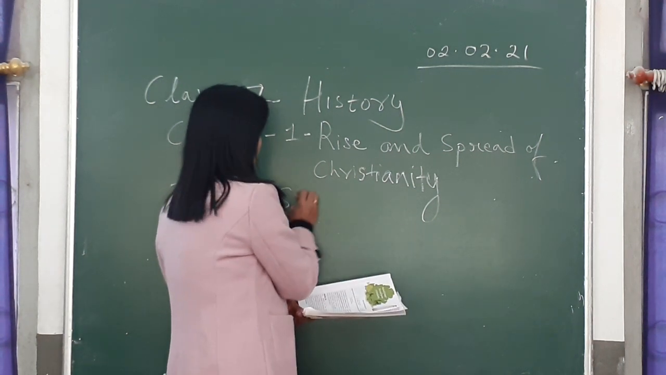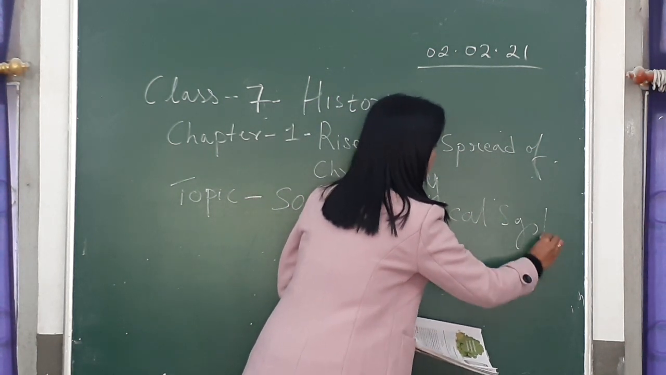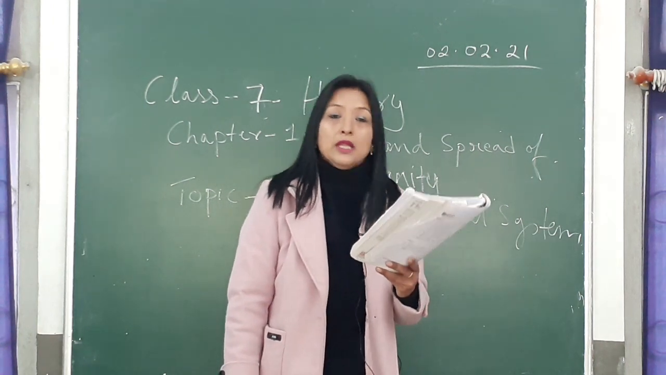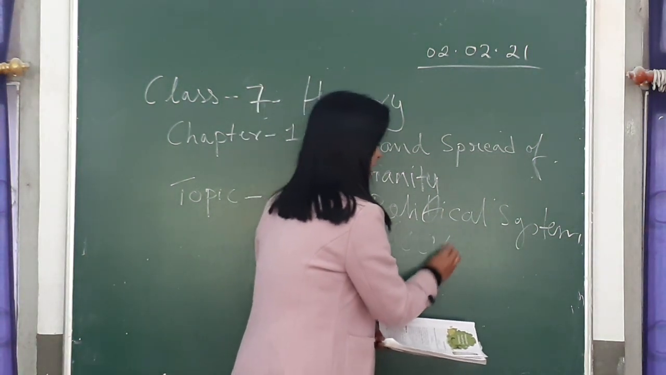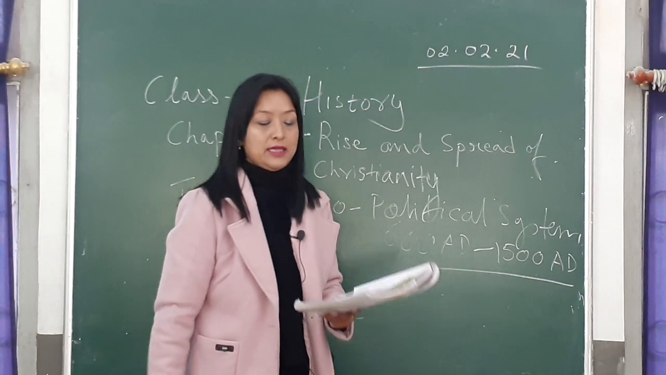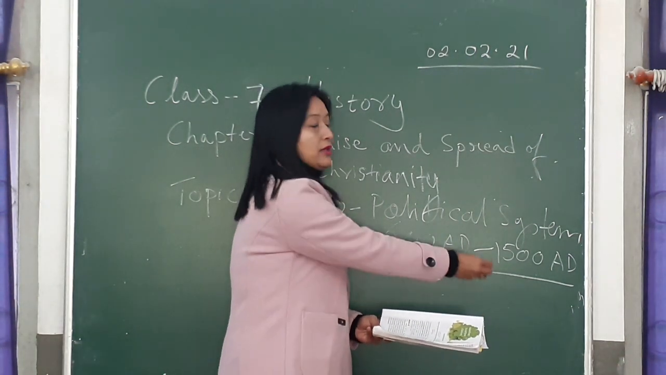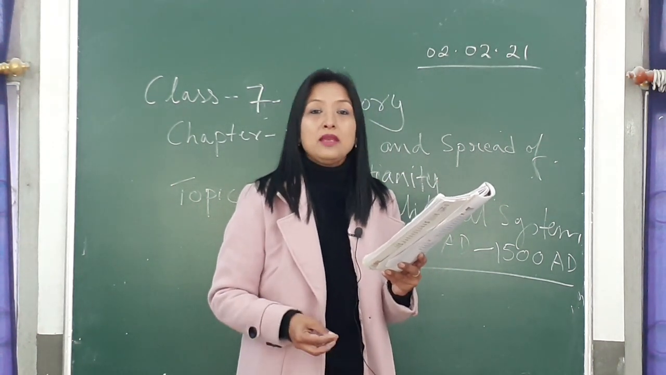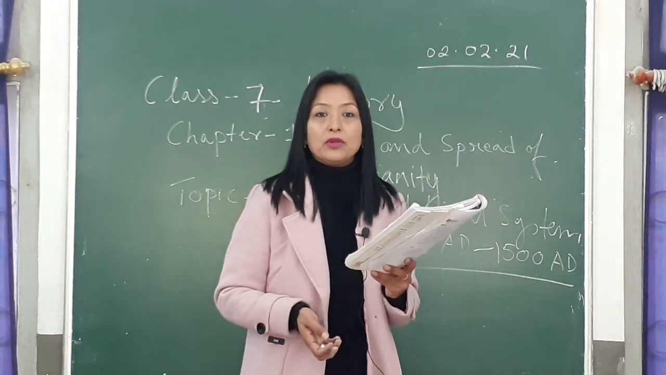And what is the topic which we are going to do today? The topic is the socio-political system. What was the social and the political system during this period? Now this was in Europe. In Europe, the period between 600 AD to 1500 AD is known as the medieval period. Just remember, 600 to 1500 AD is known as the medieval period. This period witnessed many important social, economic and political changes. So there were social changes, economic changes and political changes.